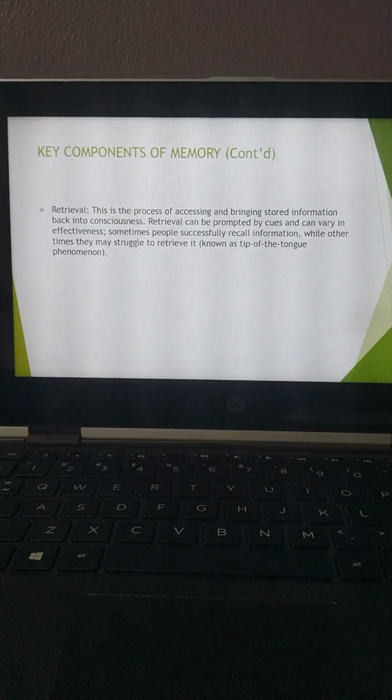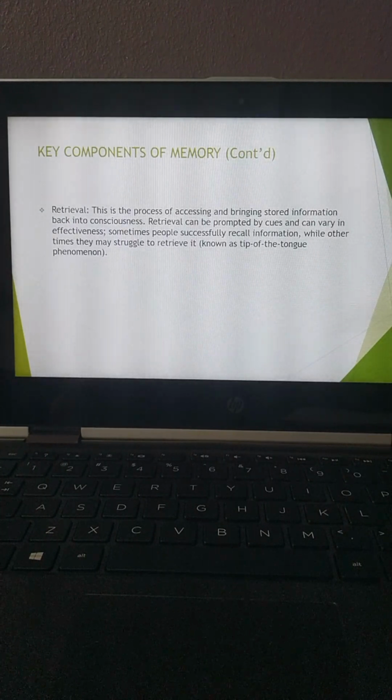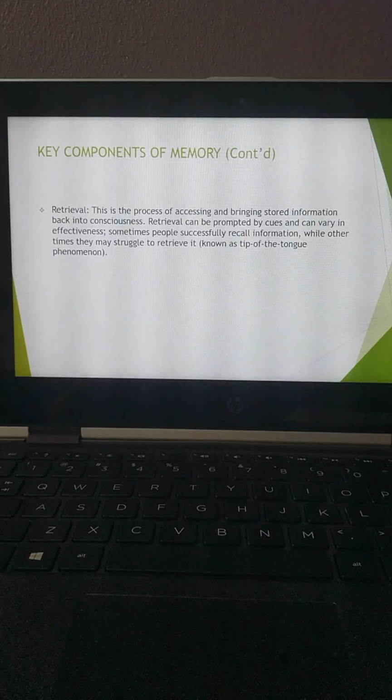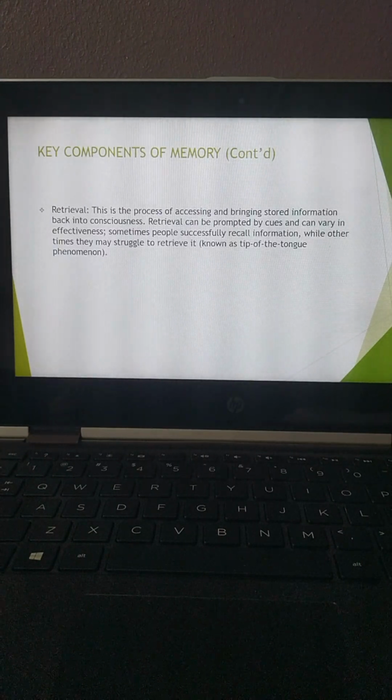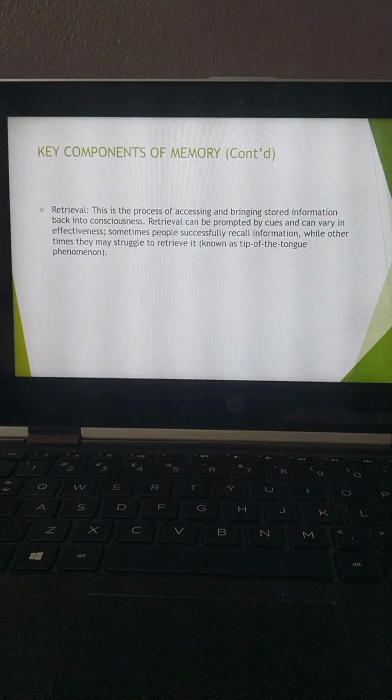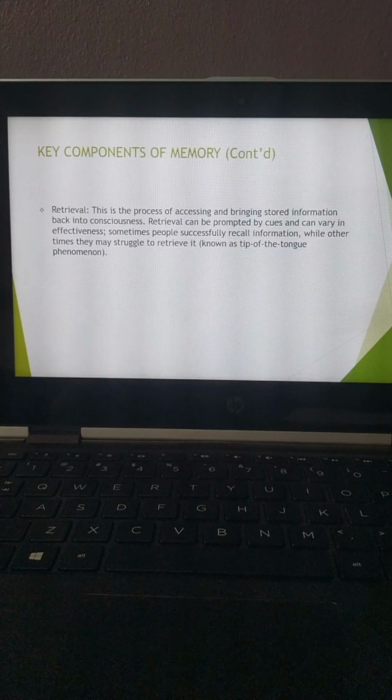Retrieval has to do with how we are able to assess and bring back into remembrance a particular information when we need it. And it can be prompted by cues. Cues are devices we can use to remember certain information. Remember I talked about mnemonics, using the first letter of a particular concept to remember that particular information. And it can vary in effectiveness. Some people are able to recall information successfully, while others may struggle to retrieve it. And this is known as tip of the tongue phenomenon.